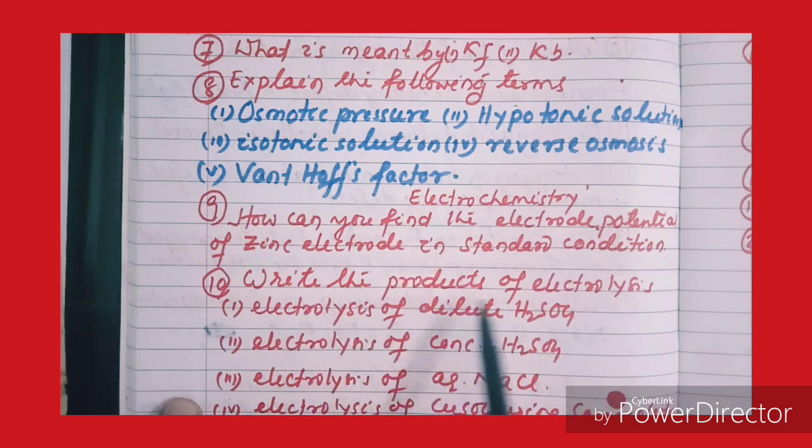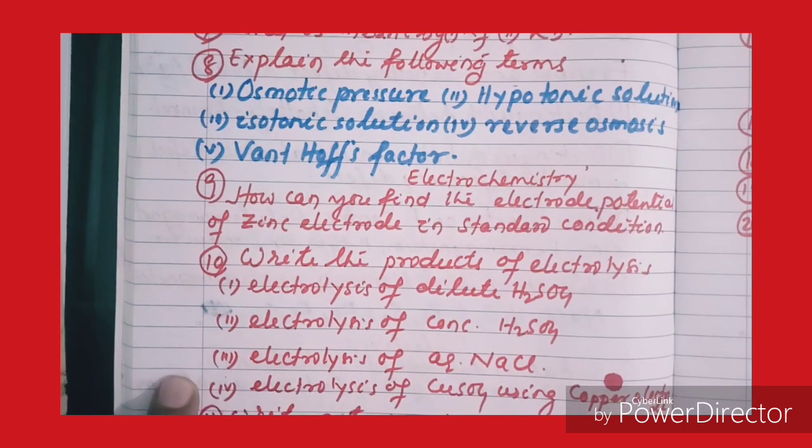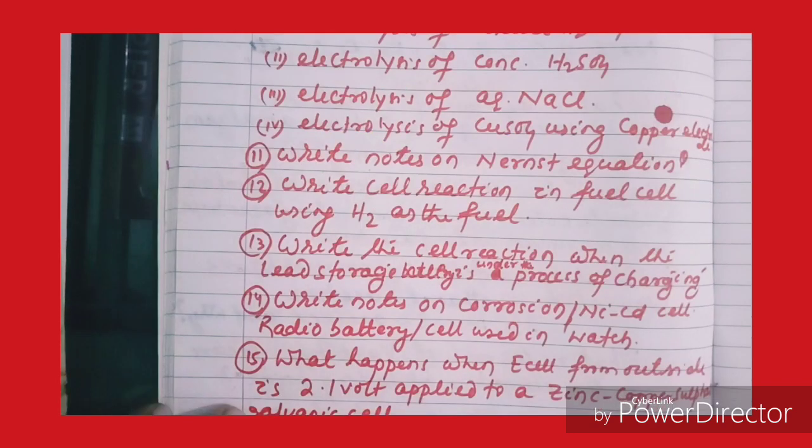calculate? Write the products of electrolysis: dilute H2SO4, concentrated H2SO4, aqueous NaCl, copper sulphate using copper electrode. Copper electrode is an attackable electrode, and you know non-attackable electrode, platinum is a non-attackable electrode, doesn't take part in the electrode reactions. Non-attackable electrode does not get ionized, but it allows the electrons to flow through its body.